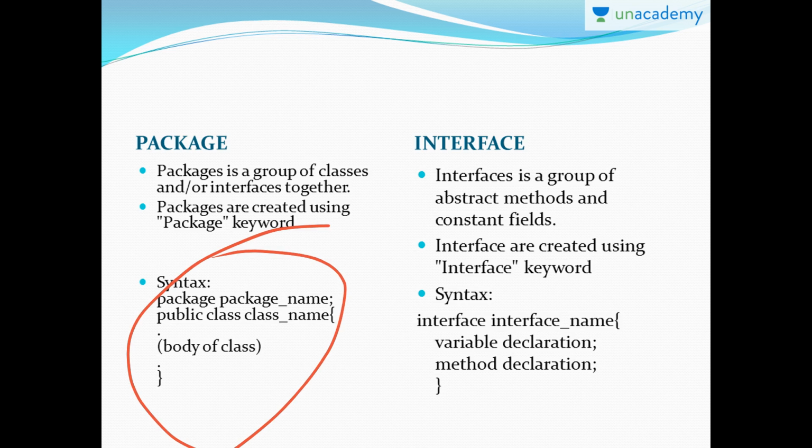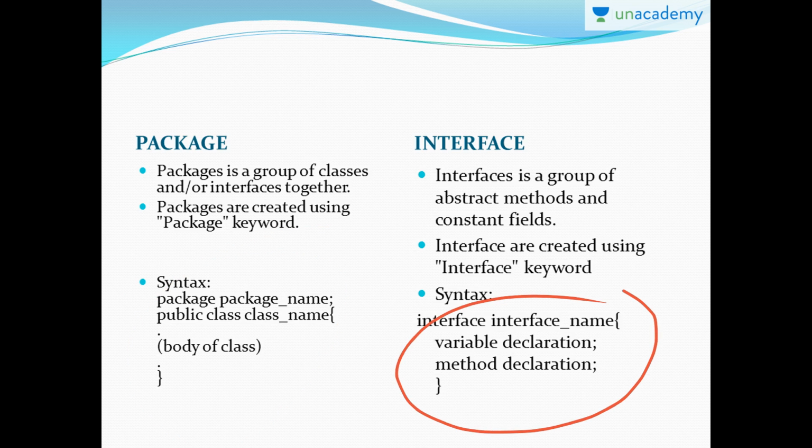And the syntax of an interface would be interface and interface name, variable declaration and method declaration. These methods are only abstract. Over here, this would be the difference. Over here we use the package keyword, whereas over here the interface keyword is used. And in a package, all the methods are public only, and over here it is not like that.